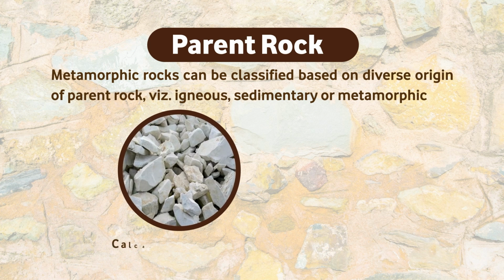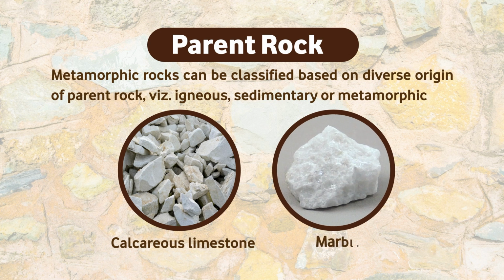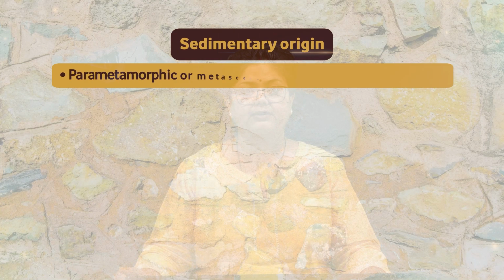There is calcareous limestone, which is a sedimentary rock, which upon metamorphism gets converted to marble. So, this is one way of classifying. We can tell about the parent rock and its counterpart in the metamorphic rock. So, if we have a sedimentary origin, we call those metamorphic rocks either parametamorphic or metasedimentary rocks.